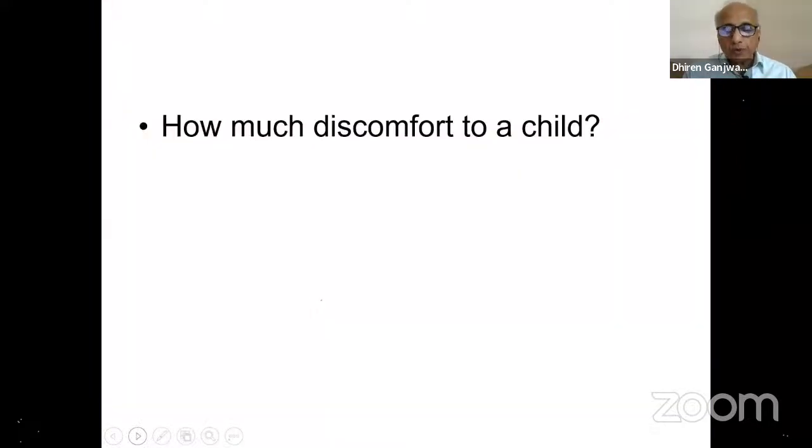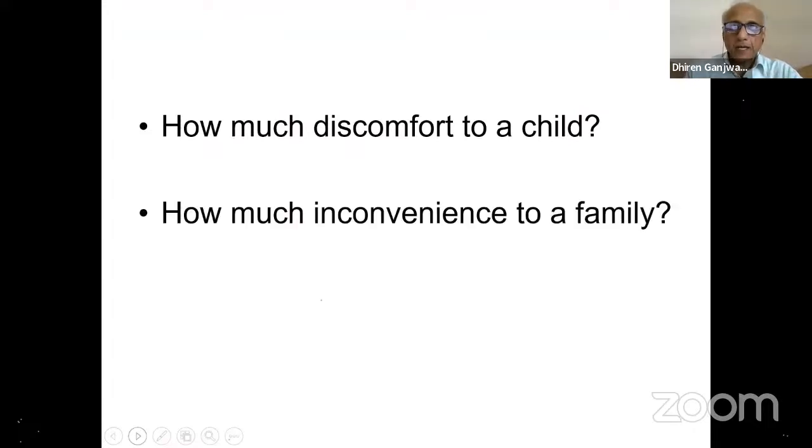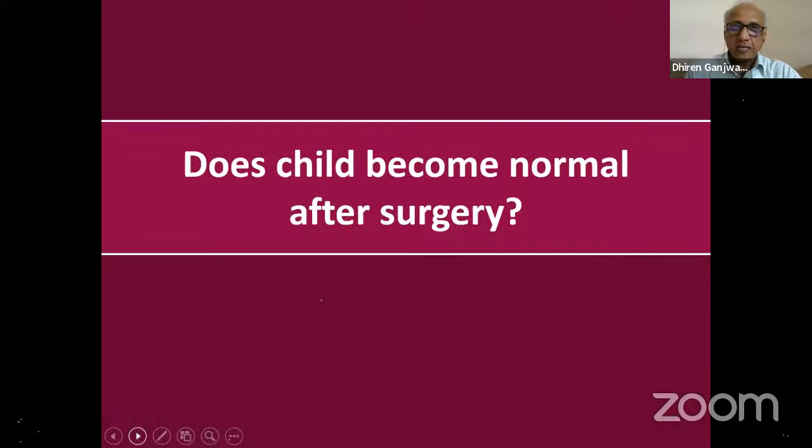So now try to answer these questions. How much is a discomfort to a child? I'm sure for remaining in a bed with a hip spica and carrying out all the routine activities like eating, passing stool, passing urine is definitely difficult for a child who is 4 years old. How much inconvenient it is to the family? Definitely it is inconvenient to the family.